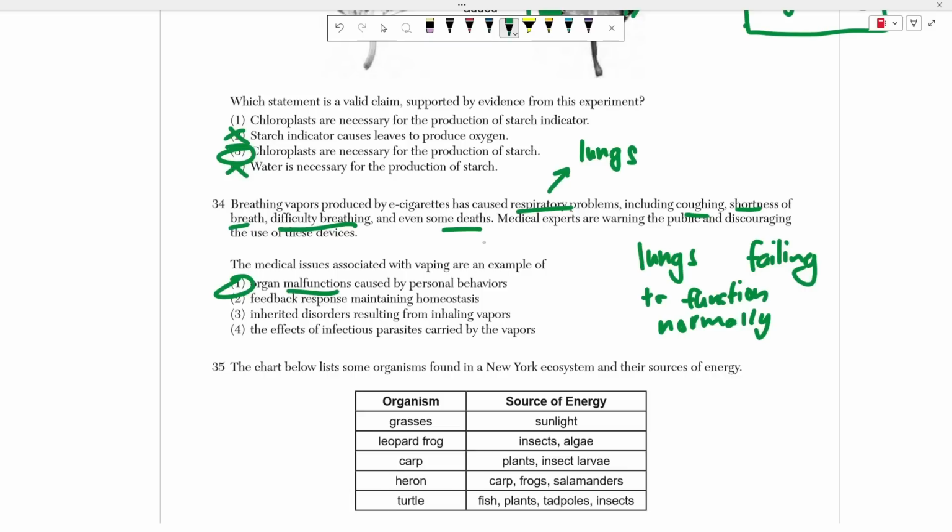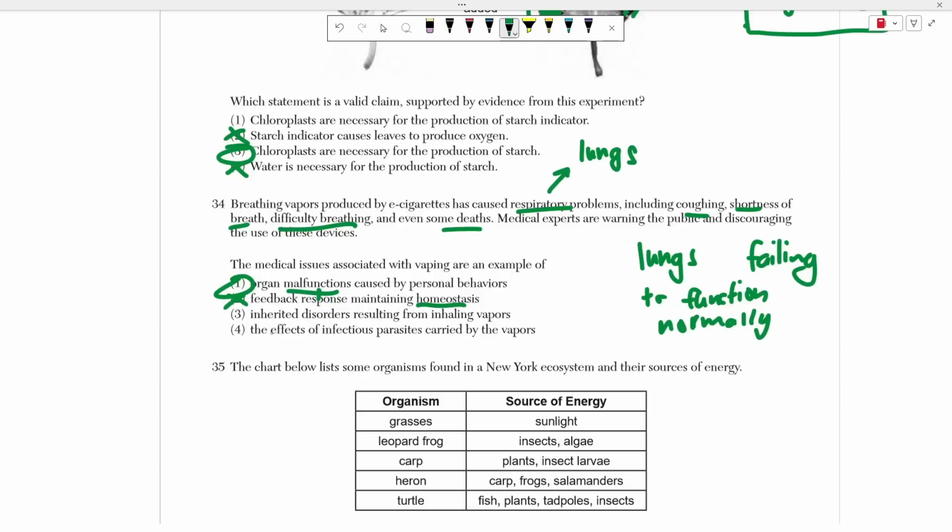Why? Because it's your choice to smoke an e-cigarette, okay? 2, feedback response maintaining homeostasis. Like I just said, that's the opposite. Homeostasis is this balance that keeps you alive. It's supposed to make sure that your cells function properly. In this case, your body is not functioning properly because it's coughing and you have shortness of breath, right? You're not maintaining homeostasis, you're disrupting homeostasis by smoking.